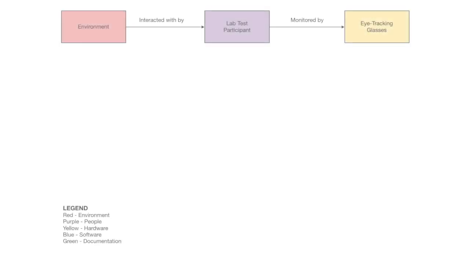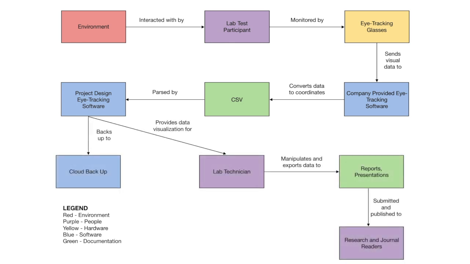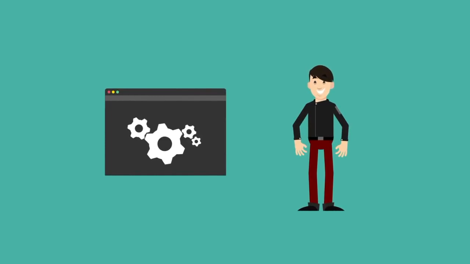The data flows through our web application as follows. First, the lab participant interacts with the environment while monitored by the glasses. Then, the glasses send the visual data to Pupil Lab software, which exports a CSV to be processed by our application. Our application backs up the data to Firebase and then provides visualizations, which can then be used by the researcher. For the backend, we will host the application on Firebase and GitHub while using mostly JavaScript for the calculations.